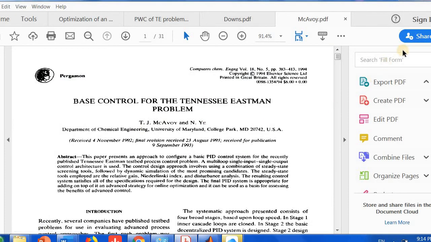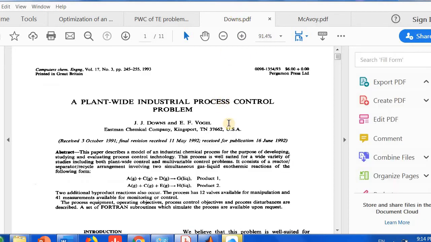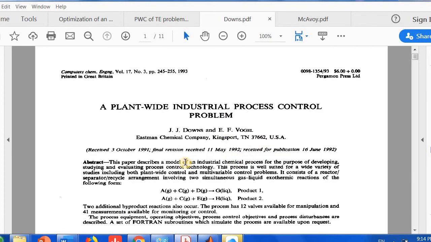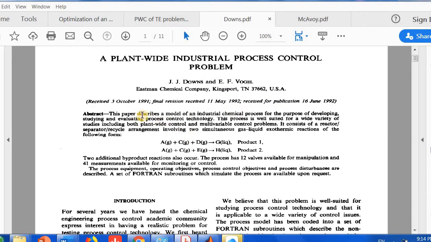Beautiful. So what do you have as a system here? I'm going to start with DONS mainly because it's the main thing of the project that you have, and this is what you have from DONS. This paper describes a model of the industrial chemical process, and these are the reactions. A plus C plus D gives you G, which is a liquid. A plus C plus E gives H, which is also a liquid. Of course, you will have a liquid and a vapor, two phases.